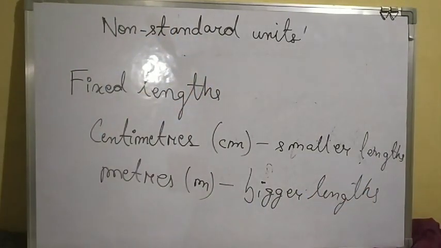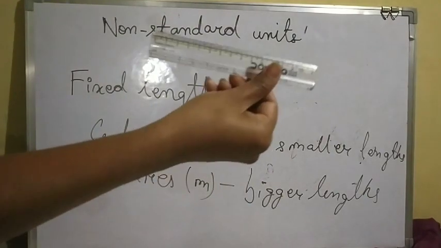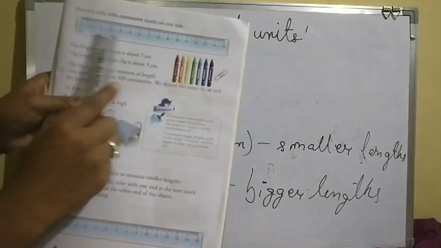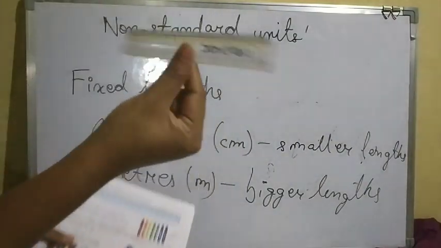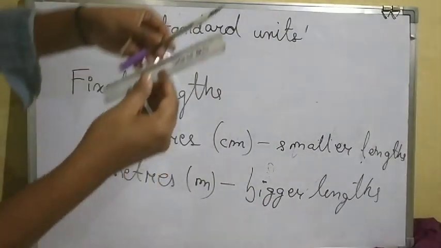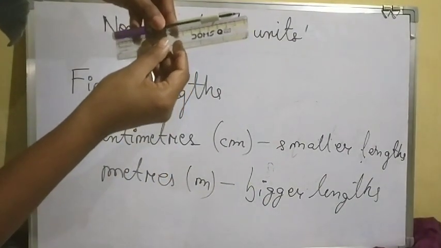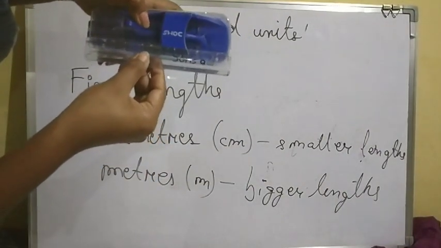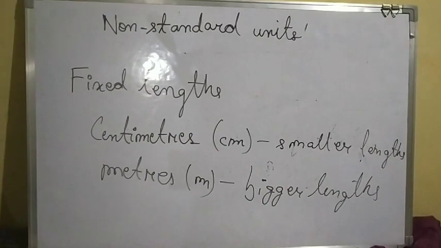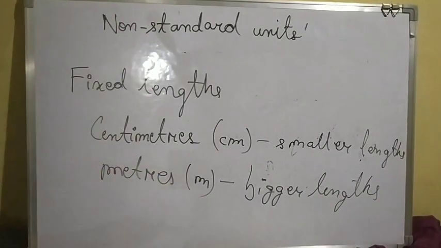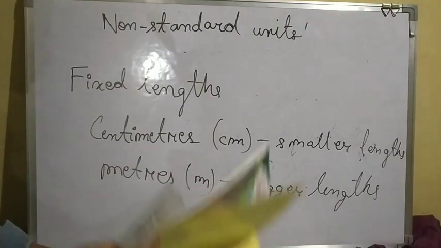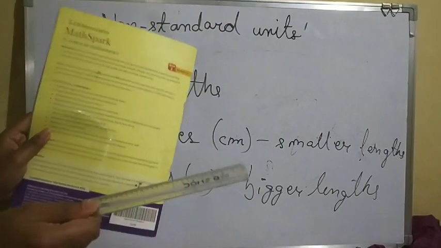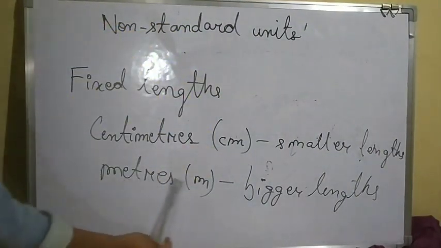Now this is a centimeter scale. In the book also it is given. This is a centimeter scale, 15 centimeter scale. So with this centimeter scale, you can measure your pen. This pen is about 14 centimeter. You can measure this duster. This duster is 15 centimeter. You can measure your pencil box. But to measure this book, will you be able to use this centimeter scale? No. For that you have to use a meter scale.